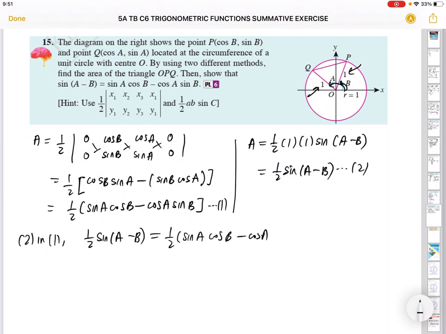Right, isn't this wonderful? Alright, I managed to show the answer.